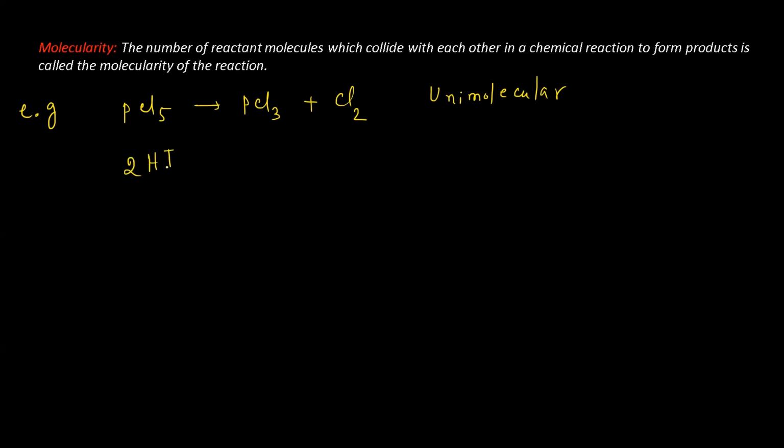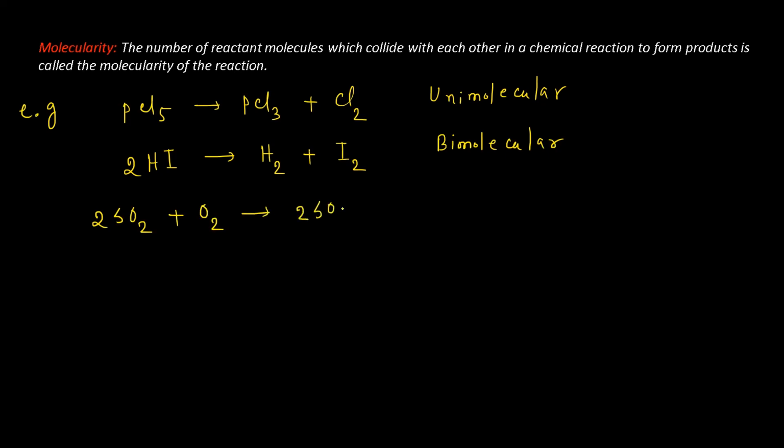The dissociation of hydrogen iodide gives us hydrogen plus iodine. Here, two HI molecules participated in this reaction. So this reaction is bimolecular. Another reaction is 2SO2 plus O2 gives us 2SO3. This reaction is trimolecular.